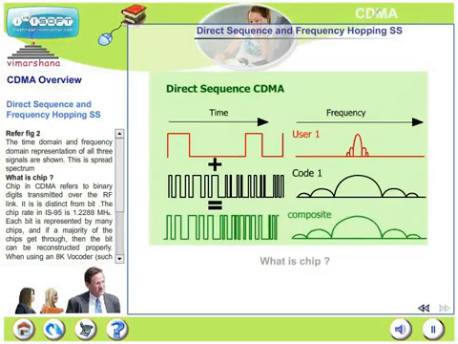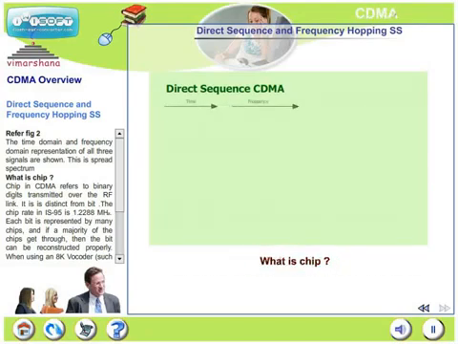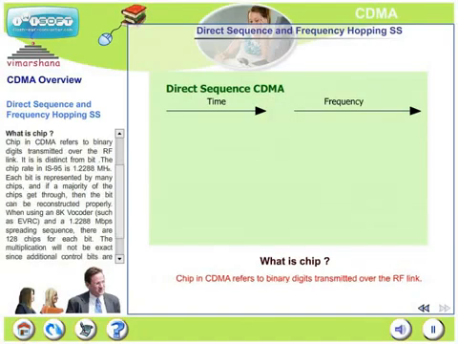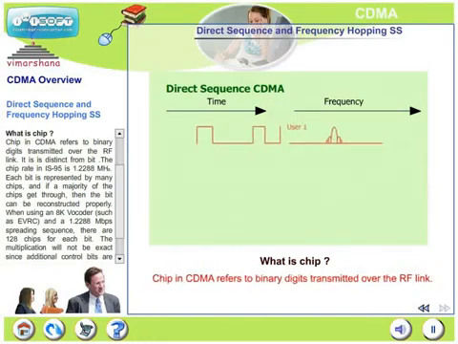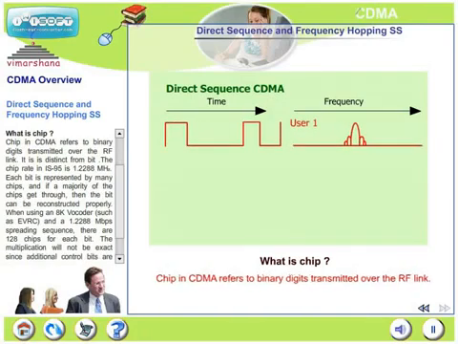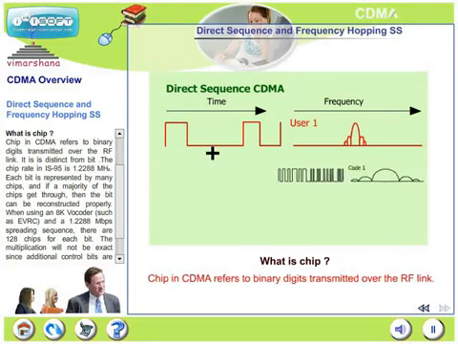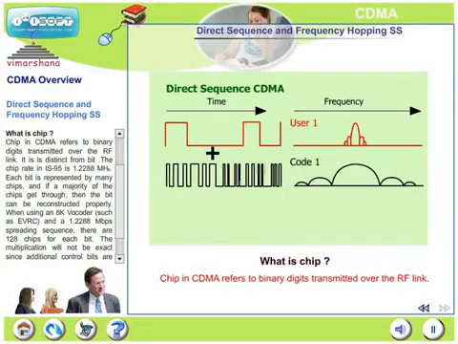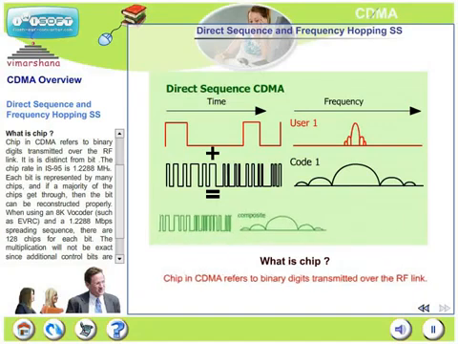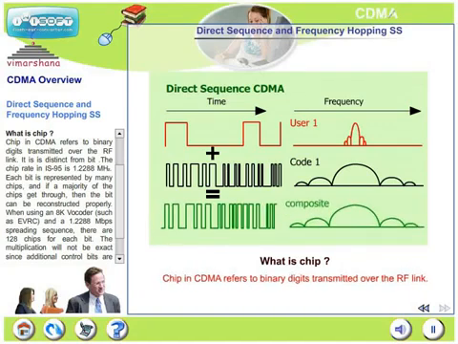This is spread spectrum. Now what is chip? Chip in CDMA refers to binary digits transmitted over the RF link. Chip is a phenomenon which is related to the RF transmission. It is distinct from bit. Bit is totally different and chip is totally different. The chip rate in IS-95 is 1.2288 megahertz or megachips per second.